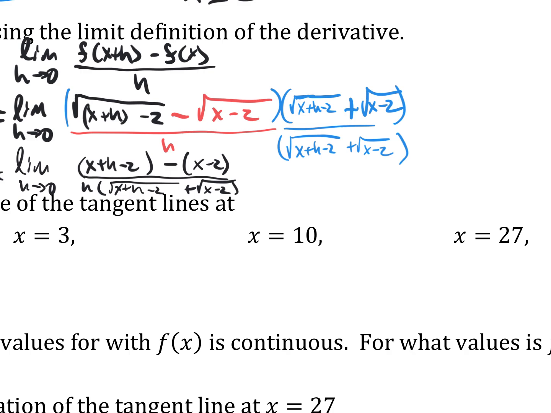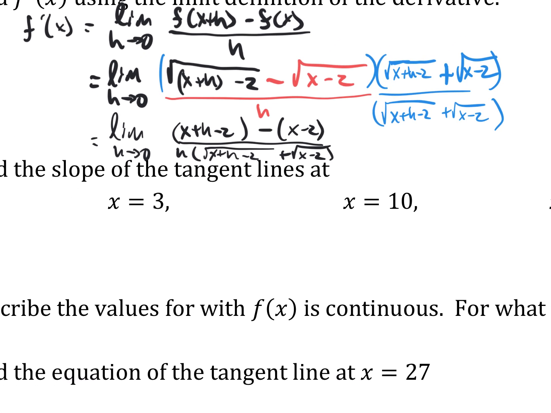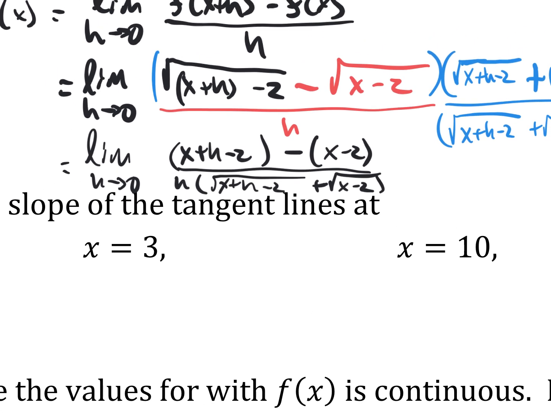Okay. Well, what's going to happen here? Lots of stuff is going to cancel. So we have x minus x. Now remember, this minus gets distributed. We've had experience with that over the years, so if you want to write it out, that's good. But x minus x goes away. We have negative 2 minus negative 2. What is negative 2 minus negative 2? Well, that's 0. Those go away. What's left? All that's left is h on top.